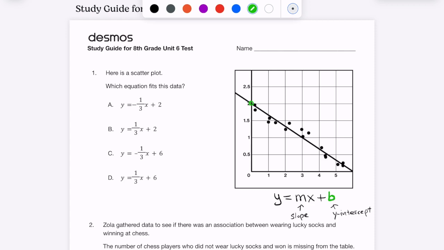The y-intercept is generally pretty easy. That's where the line crosses the y-axis, and that is happening here at 2. So we should have plus 2, not plus 6. And then we need to find the slope of the line.